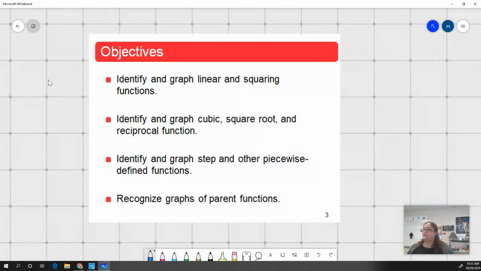So ultimately, the idea of these is to be able to look at a graph and kind of know what the parent function is. Is it a square function? Is it a cube function? Is it a square root function? Is it an absolute value? Is it a step function? Is it piecewise? And you should be able to recognize this just from looking at the graph of the function without having to do too much work. So that's the whole idea of this.